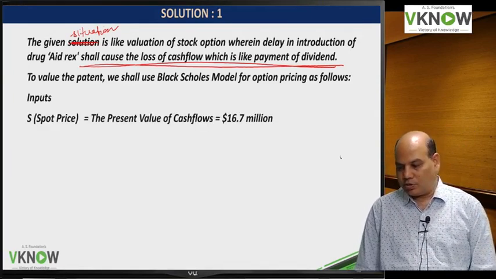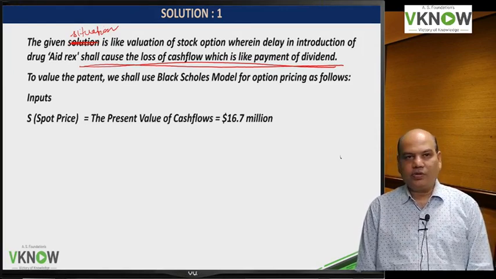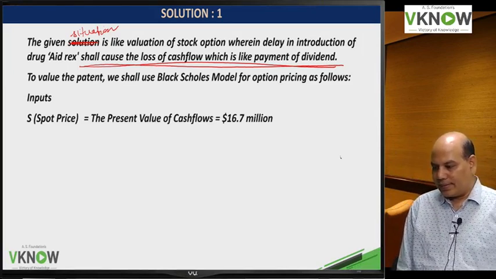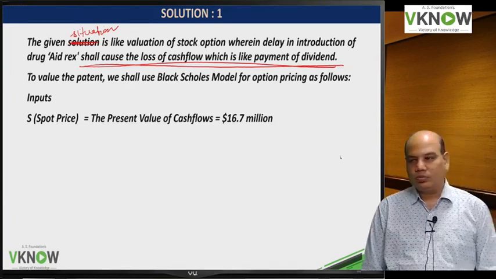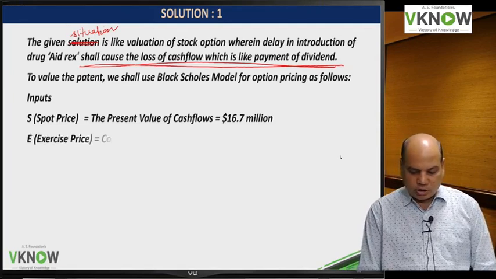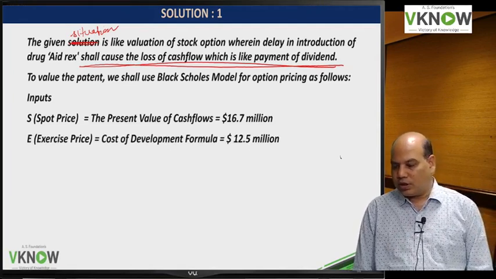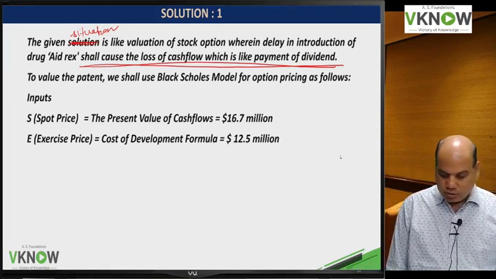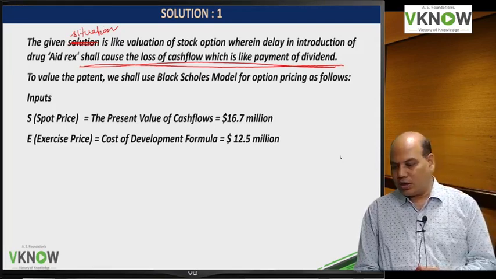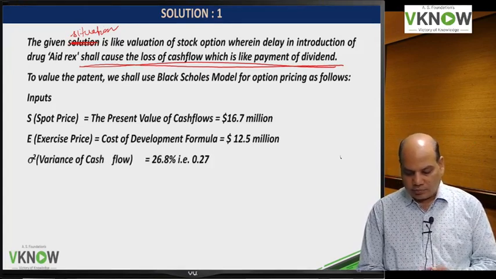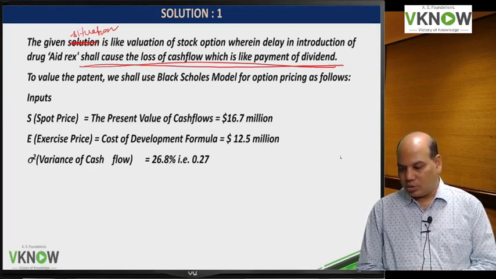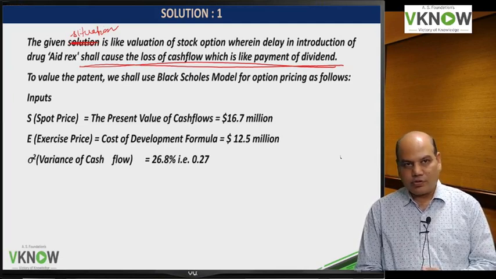So first you write down inputs. In input, S is equal to spot price, which is equal to PV of cash flow, which is equal to $16.7 million. E stands for exercise price, which is equivalent to $12.5 million, the cost of development. 16.7 will be treated as S, 12.5 will be treated as E. Sigma square is 26.8%, which is the variance of the cash flow.